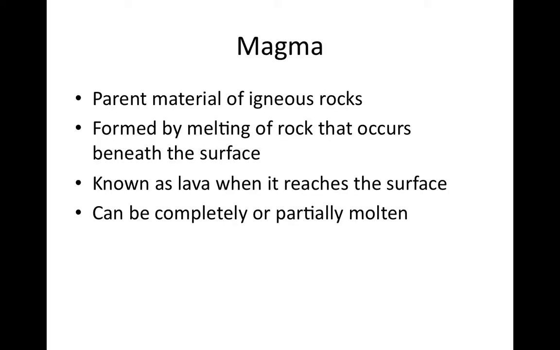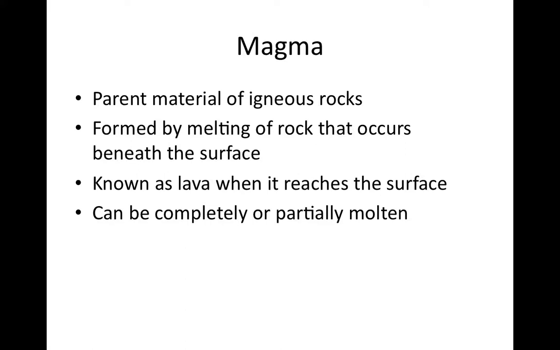Welcome to our lecture on igneous rocks, the first of three types of rocks that we'll discuss in this course. So the parent material of igneous rocks is magma, or more generally, molten rock. And so molten rock is formed by the melting of rock that occurs beneath the surface, usually in the asthenosphere. And magma, when it reaches the surface, is known as lava.